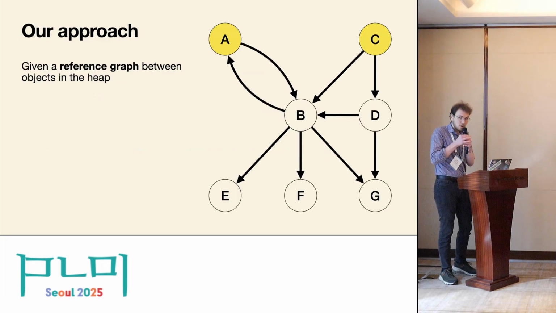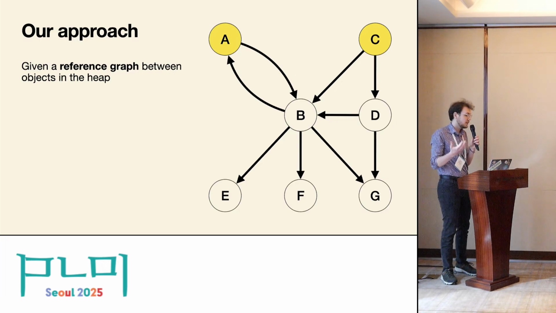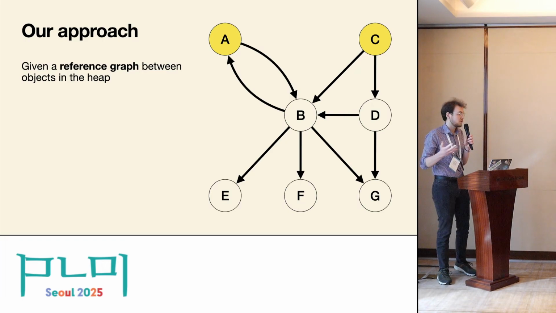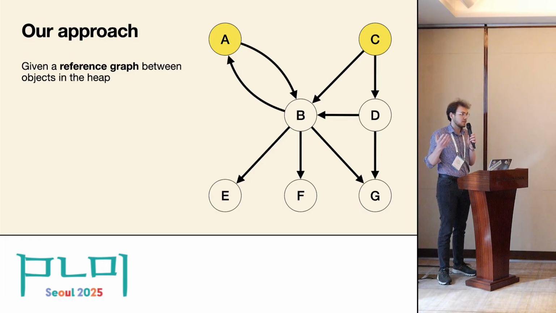So our approach here consists of first of all modeling the heap as a reference graph. So here in the graph that we see, each node represents an object in the heap, and links between them mean that they have a pointer pointing to it.